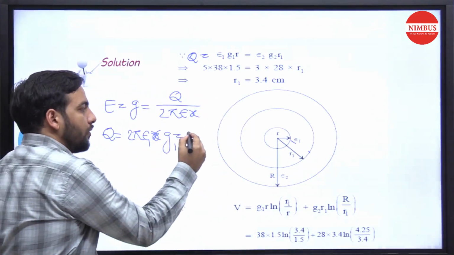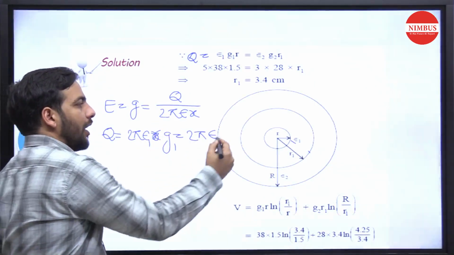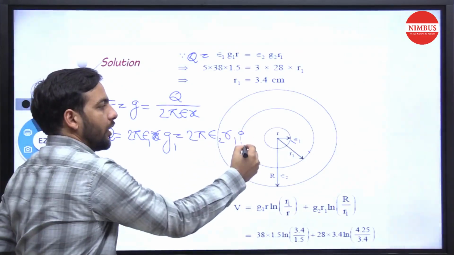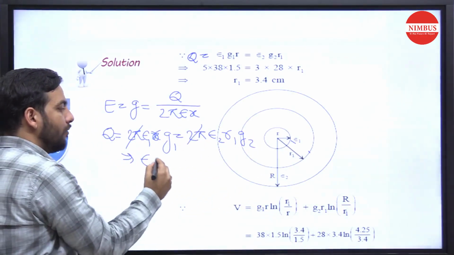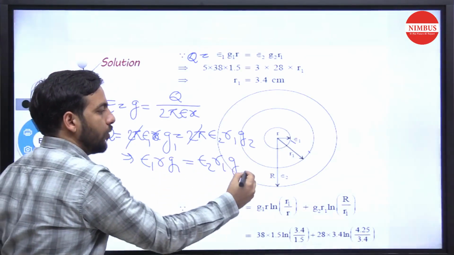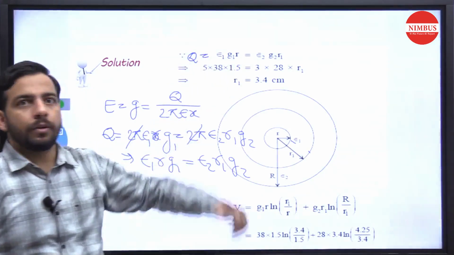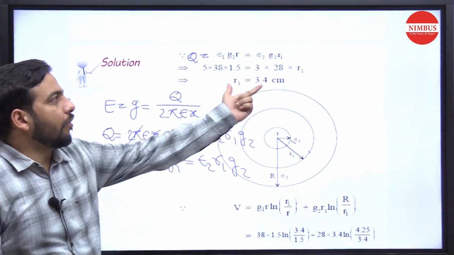So the same charge will flow in 2 pi, not epsilon 1, it is epsilon 2. It is not r, it is r1. It is not Z1, it is Z2. Here when you cut out the 2 pi, then epsilon 1 r G1 is equal to epsilon 2 r1 G2. This formula is here. In the question, r is given, you need to calculate r1 from here.